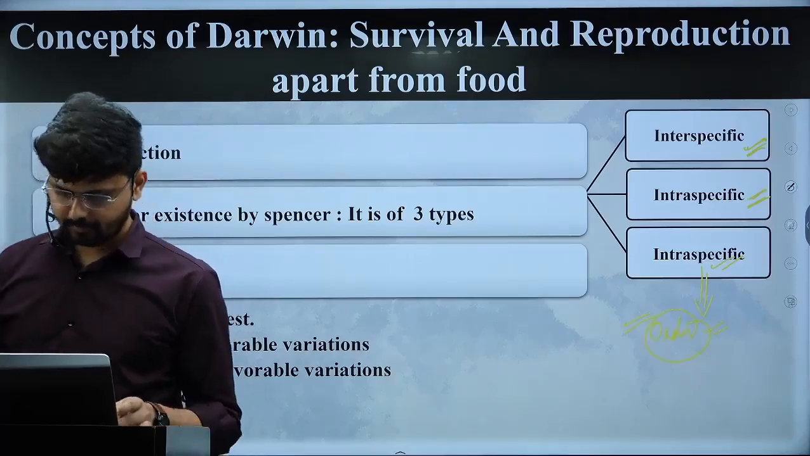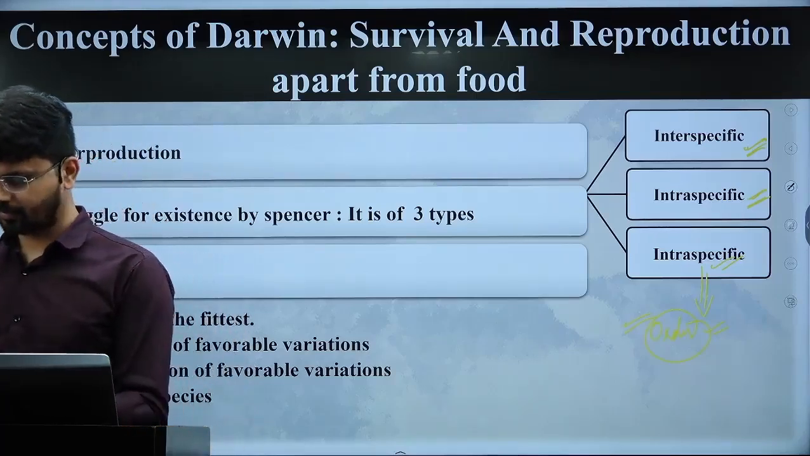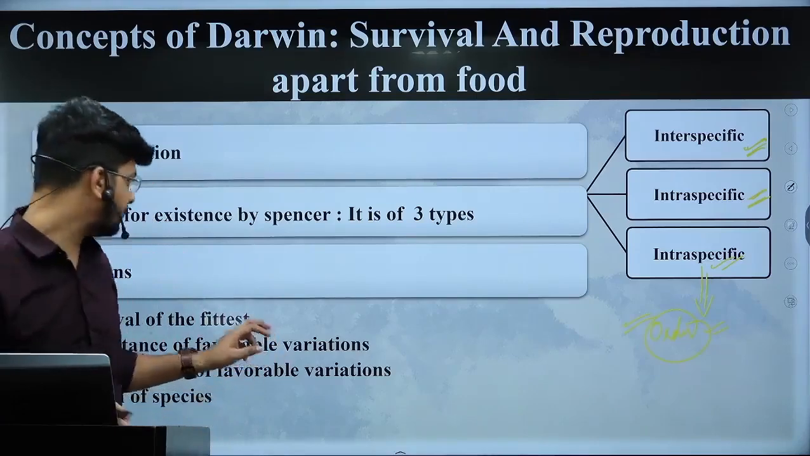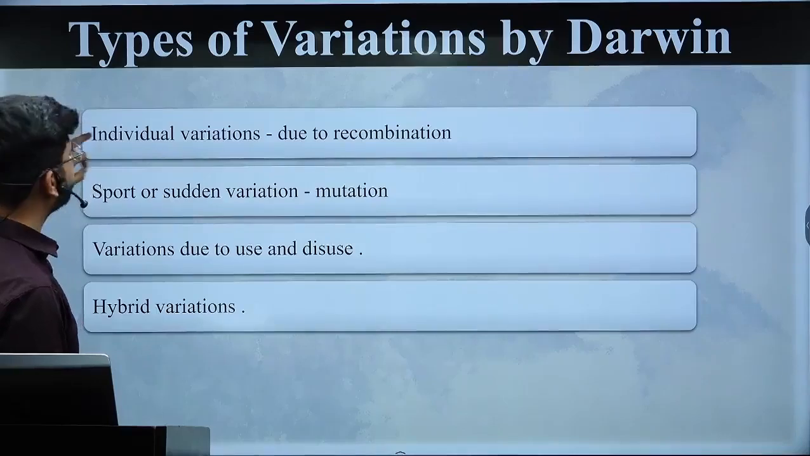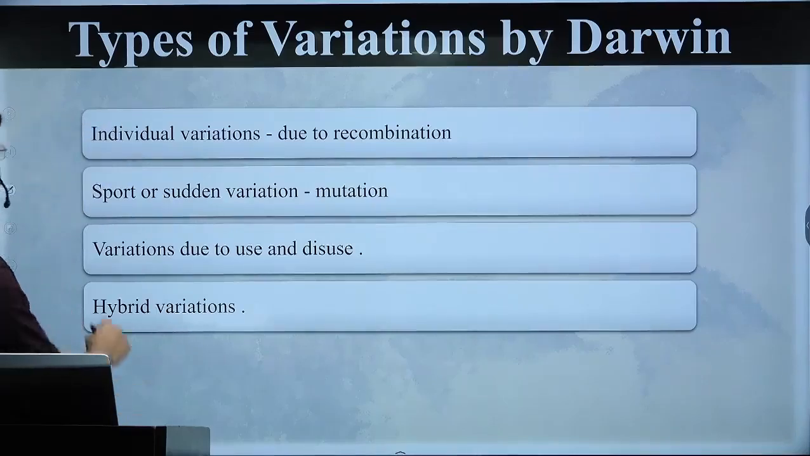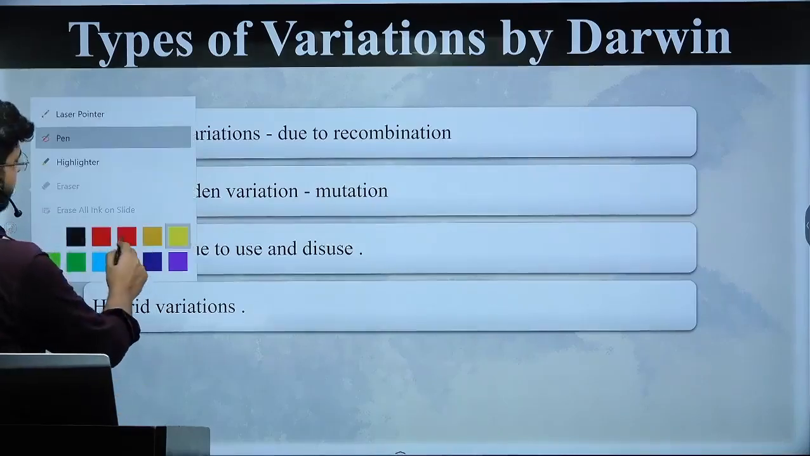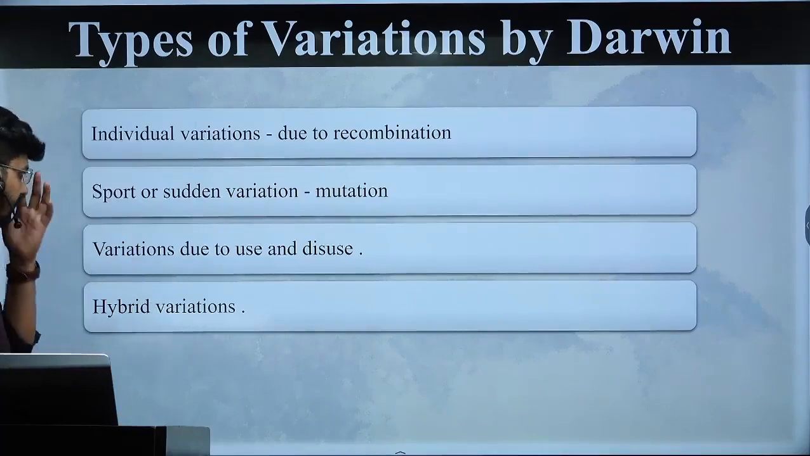Okay, so moving to the next, intraspecific and interspecific. So after that, types of variations by Darwin. So what kind of variations did he say?